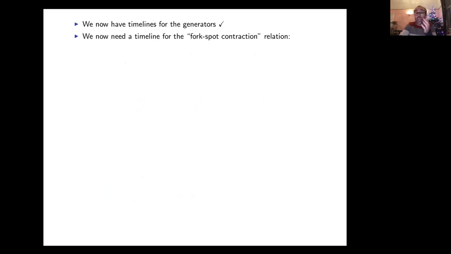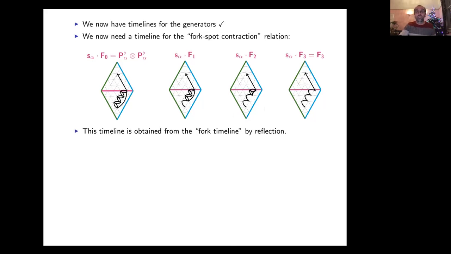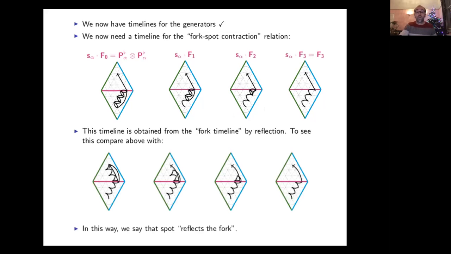So now that we've got the timeline for the generators, we're just going to think of this fork spot contraction relation as, okay, I need to reflect the fork through this spot hyperplane. So here I've drawn, and it's not very easy to see, but I've just reflected. So here it's now P alpha flat, P alpha. So here I've gone through, and I've just bounced half of the wall picture back through the wall. So I've taken the picture of a fork and reflected it through. So this is the timeline for the reflection.